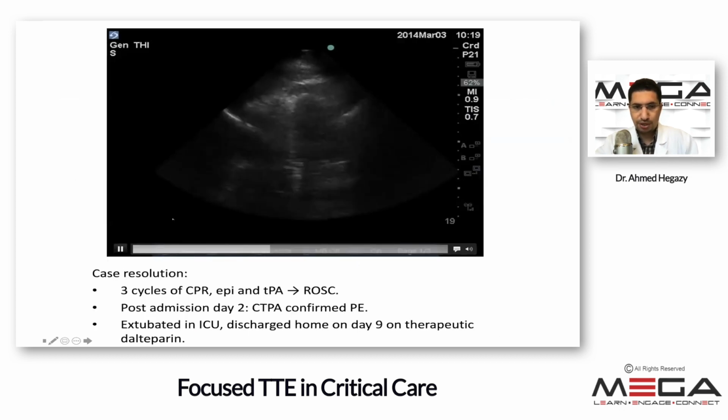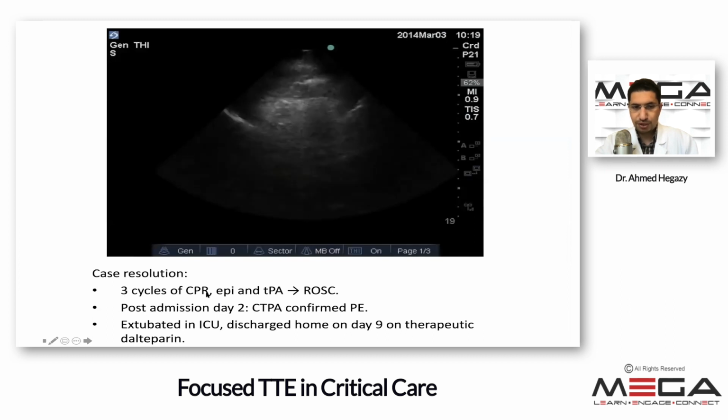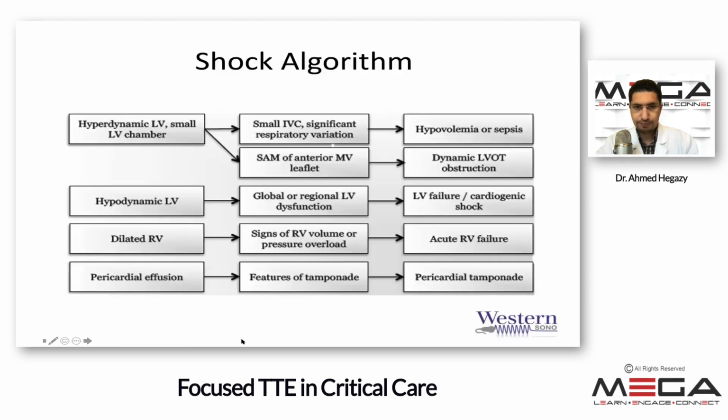So let's go back to her case. This lady got 3 cycles of CPR, got epinephrine, and got TPA in the code blue. And we had a return of spontaneous circulation after 3 cycles of CPR. She was admitted, she was given TPA on spec without getting a CT because she was basically arresting, so she had to get it. She was admitted to the ICU, and on day 2, we did a CT pulmonary angiogram to confirm, and we did find a PE, obviously, and she was extubated in the ICU after that and discharged home on day 9 on therapeutic dalteparin.